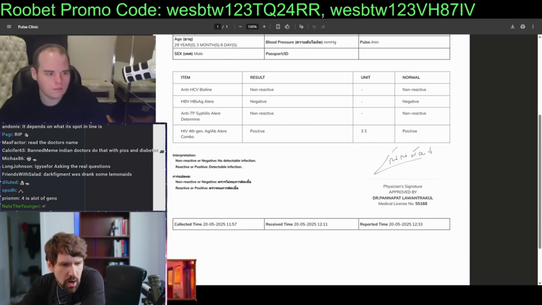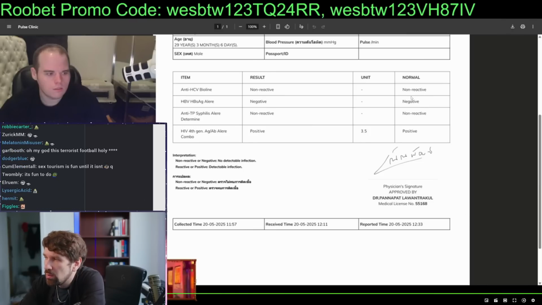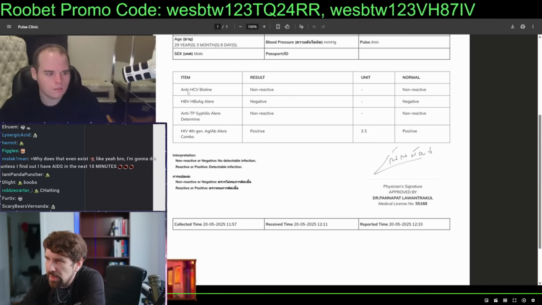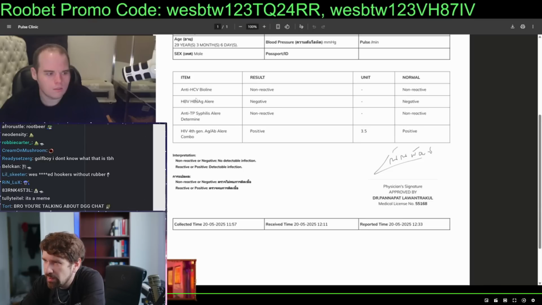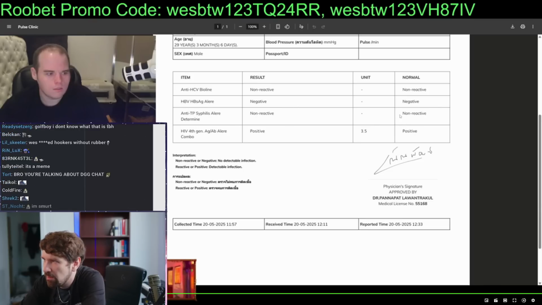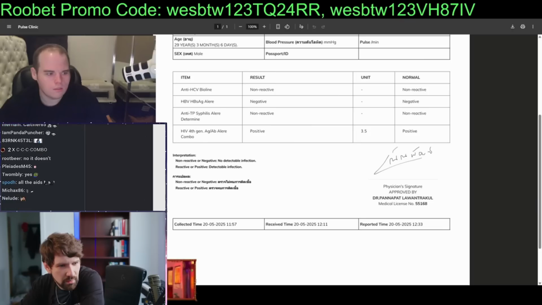Positive appears in the normal column to indicate the expected result when the infection is present. Oh, so that means that he also has HCV, and he also has HBV, or whatever this is, and he also has syphilis, because they all match the result in the normal? Is that what that means? So he has everything.